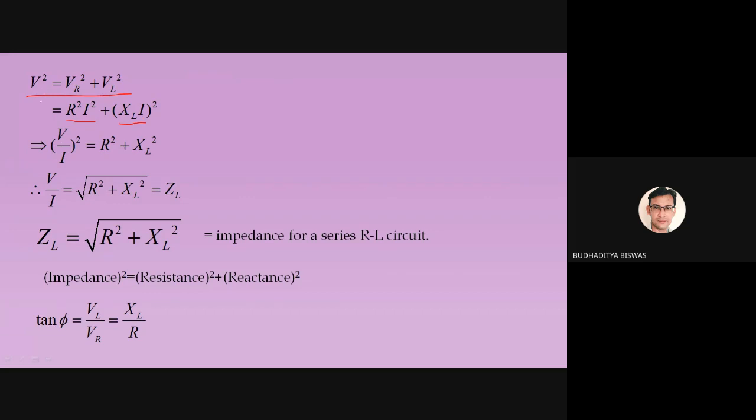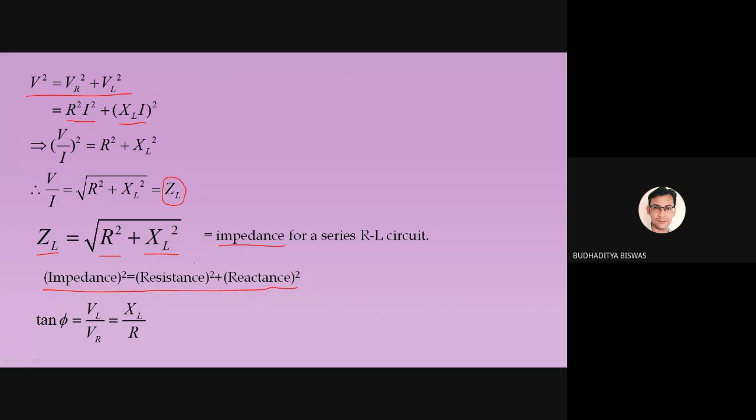If you divide all these things by I, it comes to V by I whole square equals R square plus XL square, or V by I equals root under R square plus XL square. This is called ZL, another new term, the impedance. So you have three terms: resistance, reactance, and impedance. So impedance square equals resistance square plus reactance square.